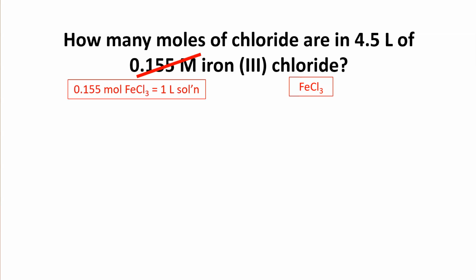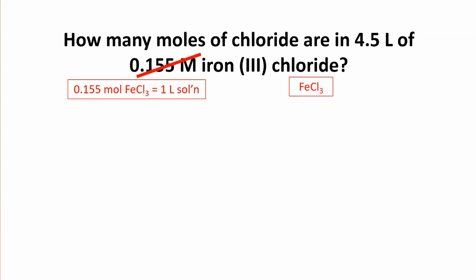Okay, and I will go ahead and rewrite again our molarity as a conversion factor, so I'm not tempted to use it as my starting point in my conversion. I'm reminding myself that molarity is a conversion factor, like all concentration units. So 0.155 moles of iron chloride for every 1 liter of solution.